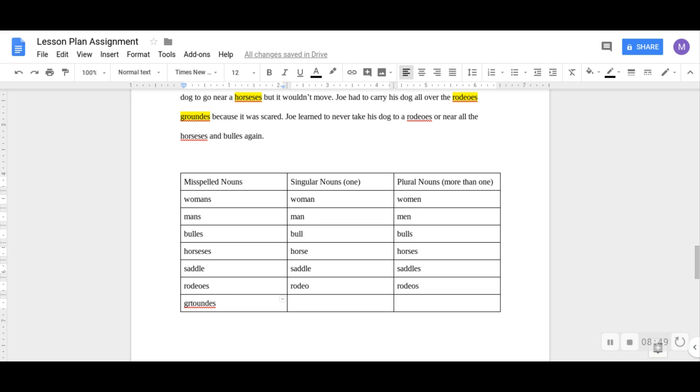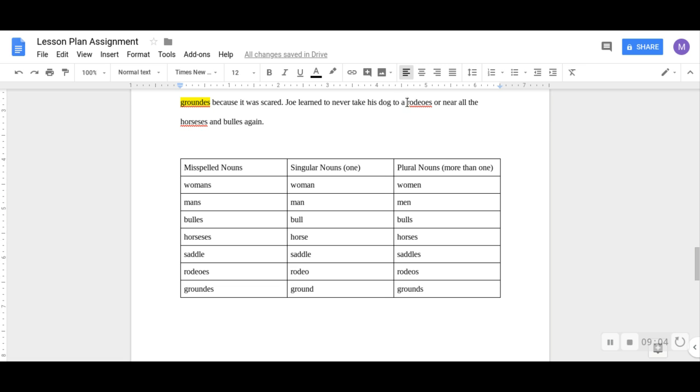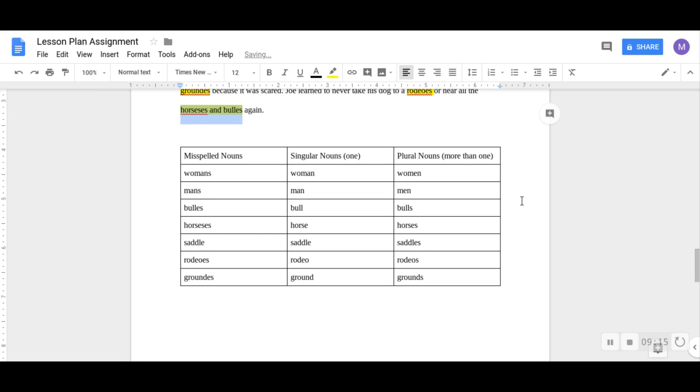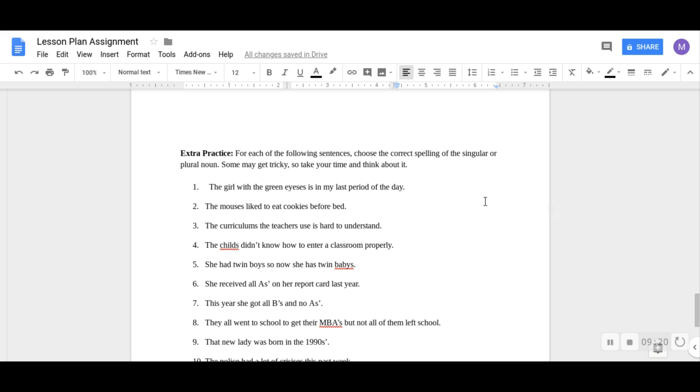If we don't have an E in the beginning, majority of the time we are not going to add an ES. We are just going to add an S. But on many occasions, it just depends. Rodeos is spelled wrong again in that last sentence, as well as horses. We already went over. And bulls are spelled wrong again. These charts are easy for you to make when you're looking over words, and they're good to go back to.